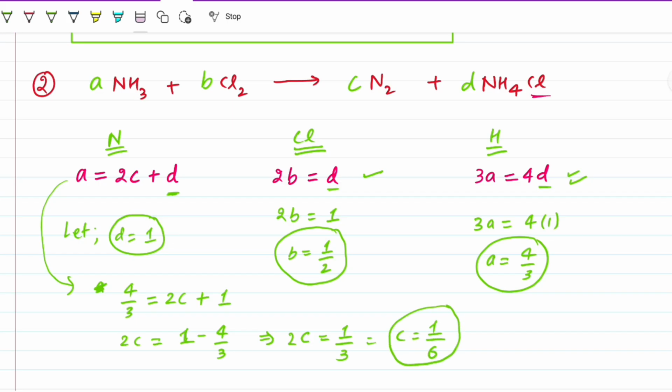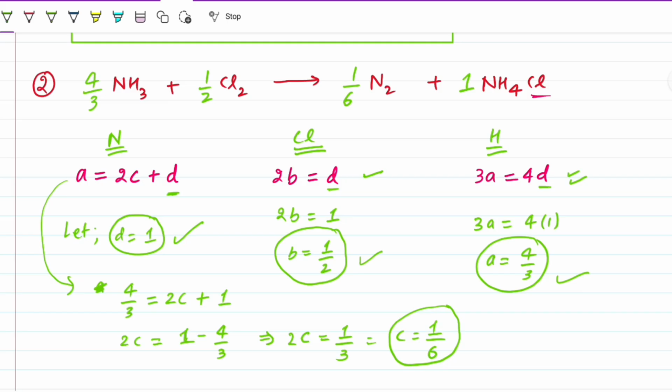Write these values in front of the coefficients A, B, C, D. A is 4 by 3, so at the place of A write 4 by 3. At the place of B, we have 1 by 2. C is 1 by 6. D is 1, we have assumed it to be 1.